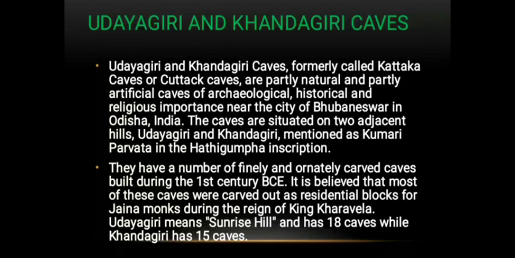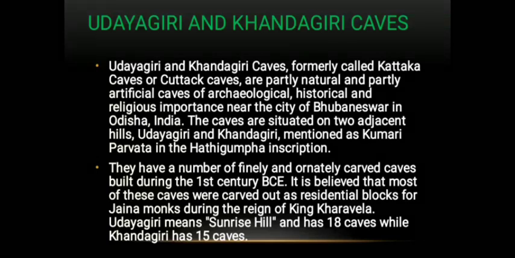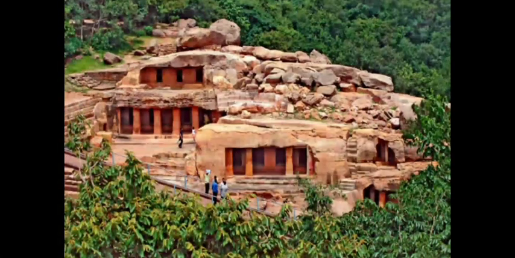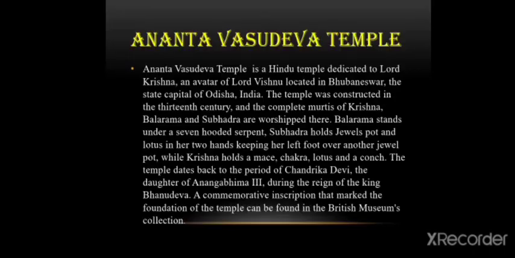Udaigiri and Khandagiri caves. Udaigiri and Khandagiri caves, formerly called Khattak caves or Kuttak caves, are partly natural and partly artificial caves of archaeological, historical, and religious importance near the city of Bhubaneswar in Odisha, in India. The caves are situated on two ancient hills, Udaigiri and Khandagiri, mentioned as Kumari Parvata in the Hathigumpha inscription. This is the image of Udaigiri and Khandagiri caves.